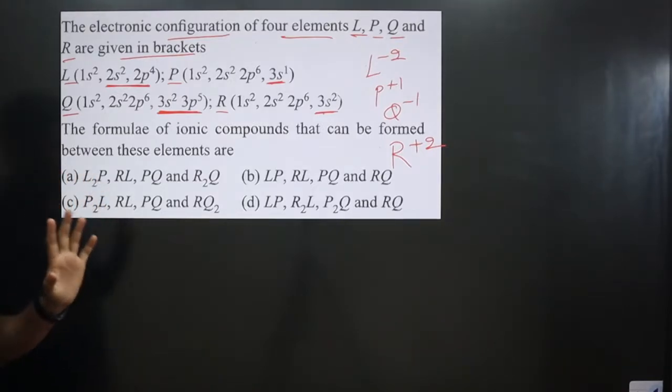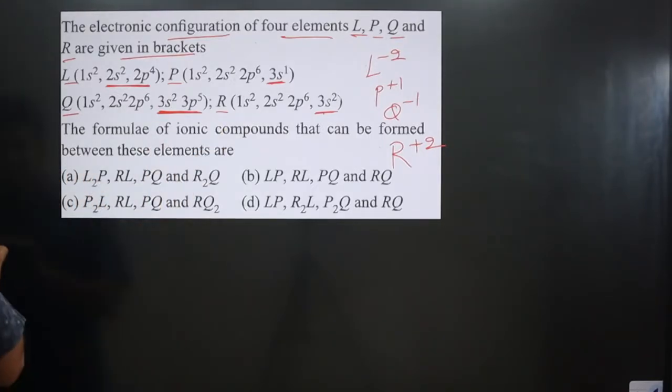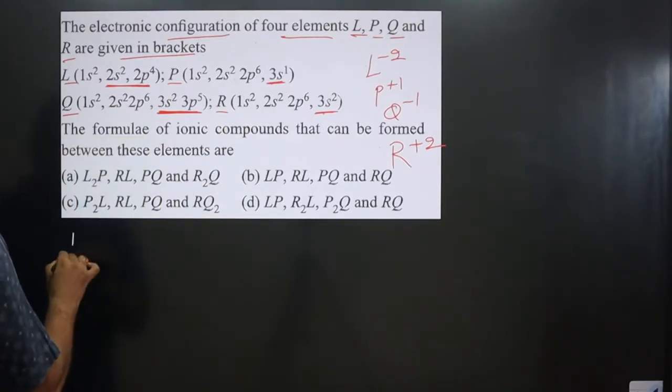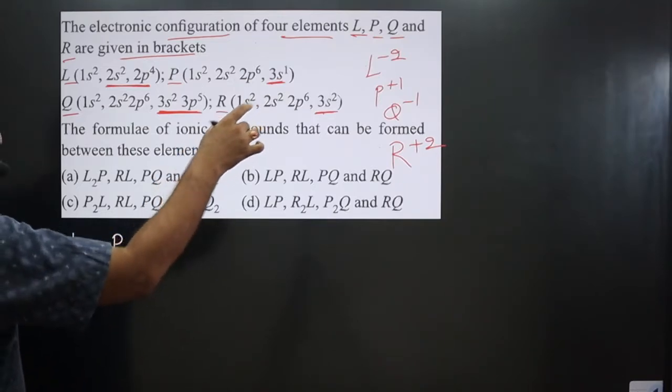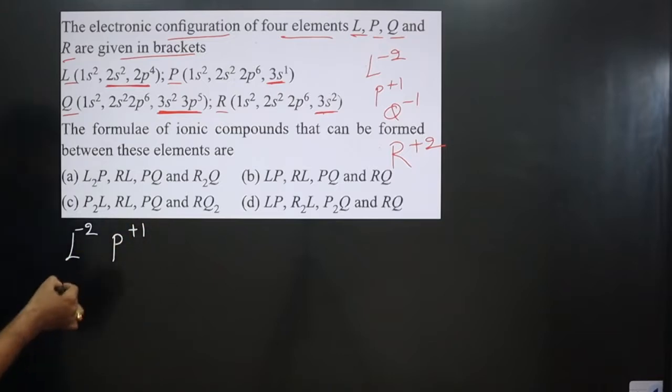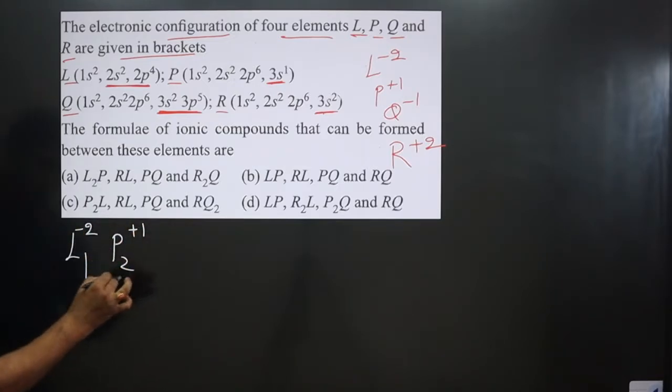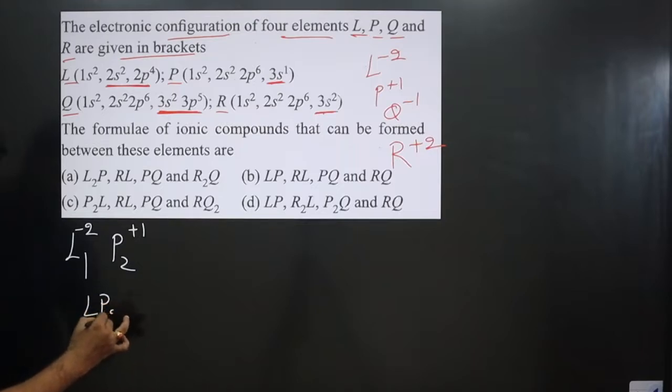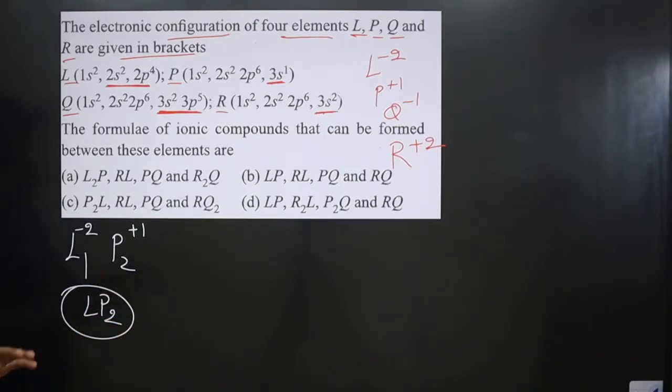We can combine L and P. Pay attention very carefully. If I take L and P, write the charge. L is minus 2 and P is plus 1. To balance the charge, we can crisscross this number. 1 will come this side, 2 will go other side. So we got LP2. This is one compound.